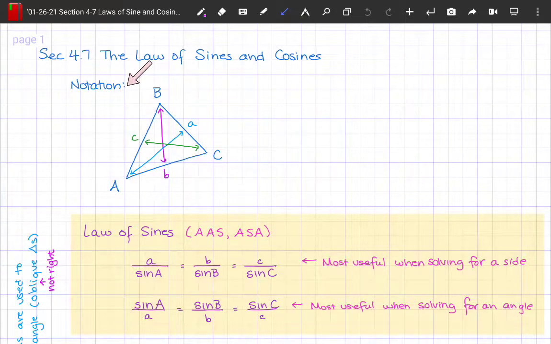But real quick, a quick note about notation. It is standard in math that when we are labeling a triangle, we use capital letters to represent the vertices and corresponding lowercase letters to represent the sides. So this side is opposite angle B, so we use a lowercase little b to label this side. This side is opposite angle C, so we use little c. And this side is opposite angle A, so we use a little a. So just kind of keep that in mind as we're going on.